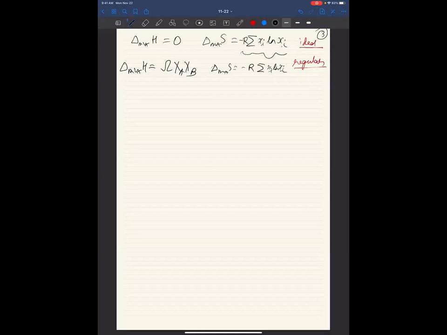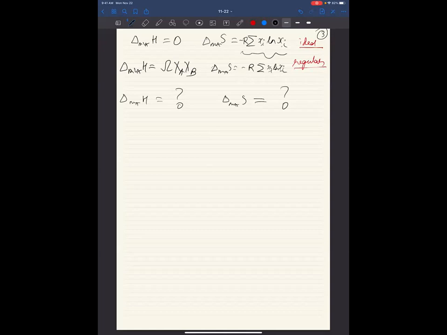And it's so powerful that we kept it in the regular model. Real solutions might deviate from both, right? Real solutions' delta mixing H might be something completely different from omega XA XB. You might not be able to fit it to XA and XB. And delta mixing S might also be completely different from the thing that we wrote above.